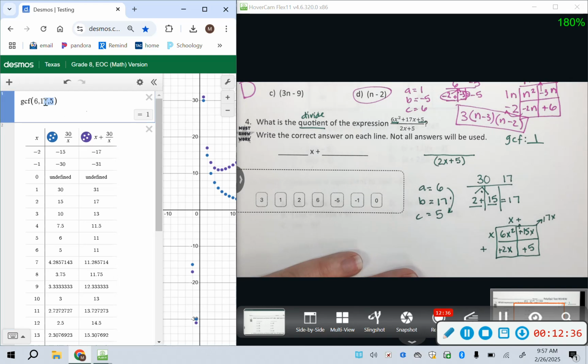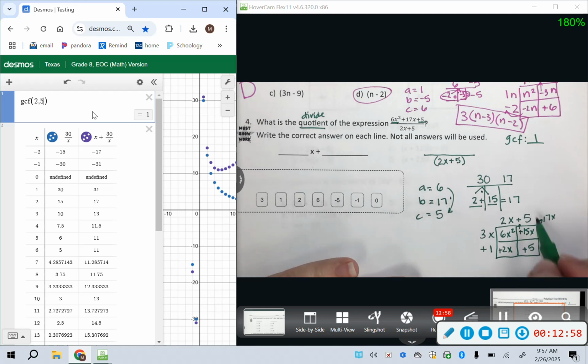So we have 6, 15, which is 3. I went the diagonal ways first, sorry. Okay, so let's do 6 and 2, which is 2. Okay, 15 and 5. Well, 5 goes into 15, so it's 5. Or you could use the calculator. 2 does not go into 5, so let's check that one. 2, 5, and we get 1.